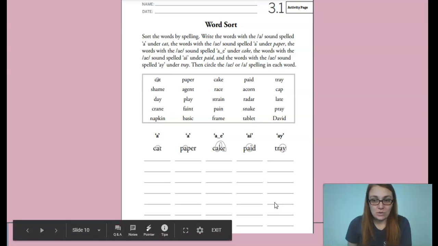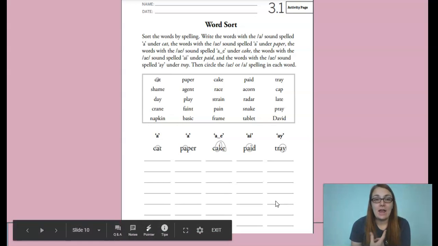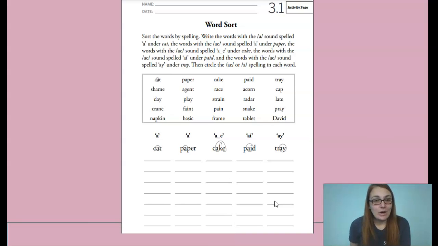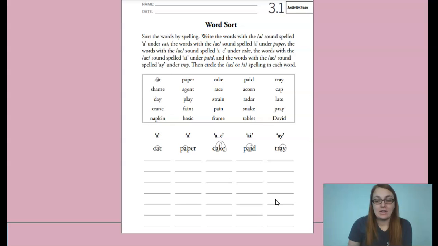This is very similar to the last sort we had. And you're going to look at the word, how it's spelled and how you pronounce it, and put it in the correct category. Also circling, or making a horseshoe circle, of the letter or letters that make the A sound. So like in cat, they circled A. A is circled in paper, A E is a horseshoe circle in cake, AI in paid, and AY in tray. So go ahead and complete this. The next slide will show all of the answers, so pause here and work on it on your own if you have your activity sheet.